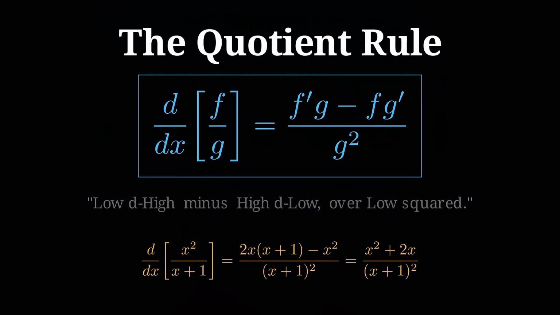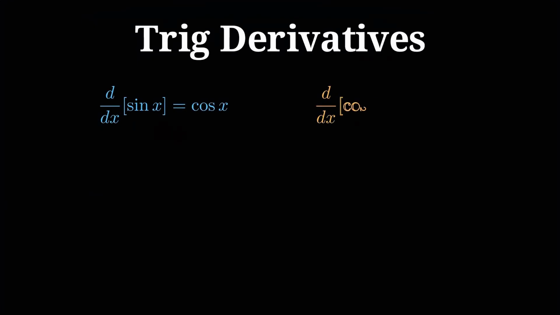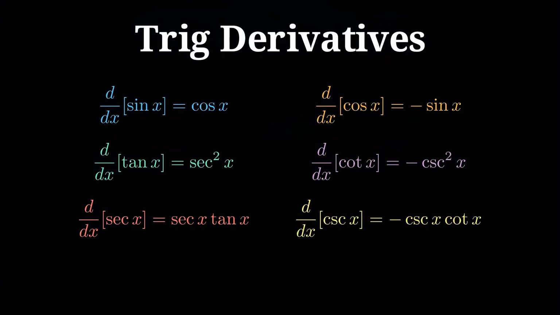Here are the 6 trigonometric derivatives you must memorize. The derivative of sine x is cosine x. The derivative of cosine x is negative sine x. Note the negative sign. The derivative of tangent x is secant squared x. The derivative of cotangent x is negative cosecant squared x.